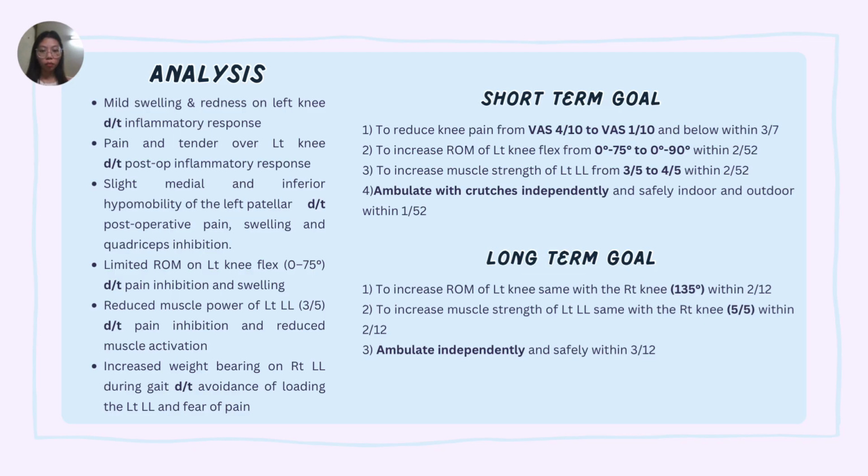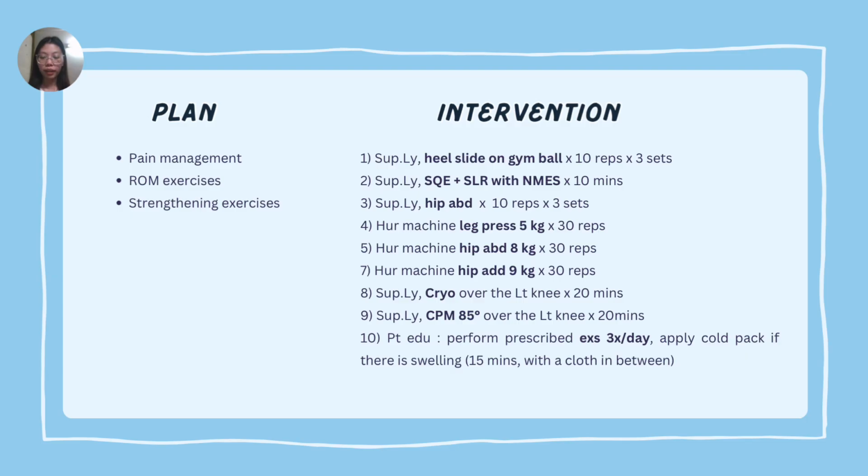For long-term goals, we want to increase the ROM of the left knee, same as the right knee, within 2 months, and increase the muscle strength of the left lower limb to 5/5 within 2 months. Ambulate independently and safely within 3 months. Continue with the treatment: ROM exercises and strengthening exercises.